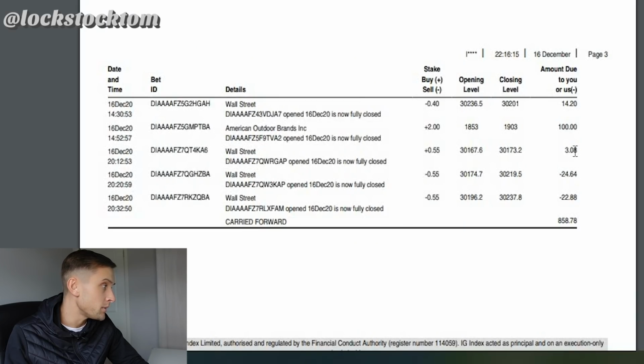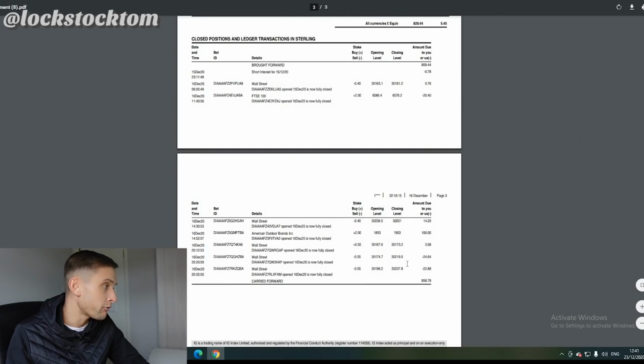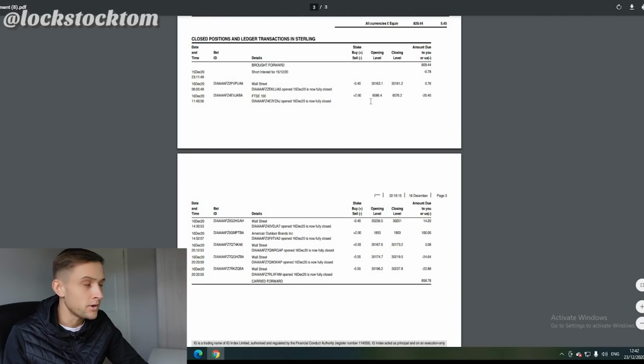Banked £14.20. Then American Outdoor Brands, which is my strategy. That was a £100 bank, which is nice. Wall Street again, £3.80. £3. I think you can see the mindset that I was in that day. I was in an overtrading mindset. I don't know what I was doing. 1, 2, 3, 4, 5, 6, 7 trades I placed that day.